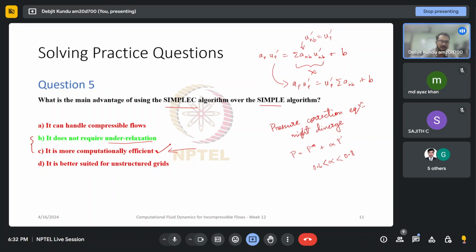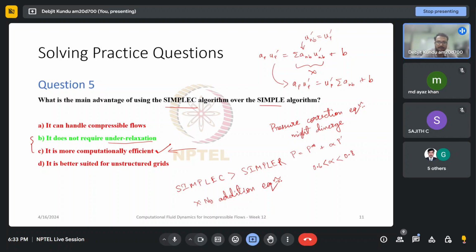So both SIMPLER and SIMPLEC are improvements over the SIMPLE algorithm. And one advantage of SIMPLEC over SIMPLER is that there is no additional equation which has to be solved. In SIMPLER, we saw that we had to solve an additional equation in the algorithm for it to work. In SIMPLEC, that is not required. So SIMPLEC is overall more advantageous among the three methods.